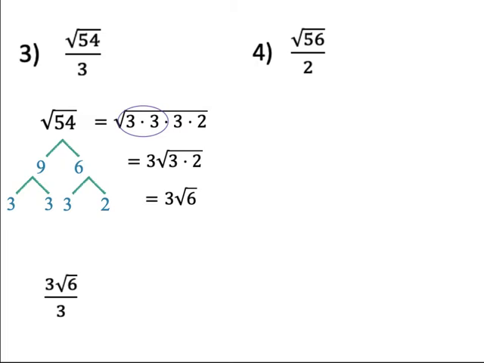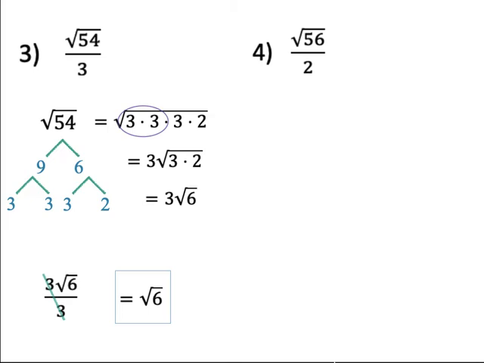I want to point something out. While we cannot divide square root numbers by normal numbers, we can divide other normal numbers by normal numbers. 3 divided by 3 gets you 1, or you could think of it as just anything divided by itself cancels out. And 1 square root of 6 is really just square root of 6. That's your final answer.